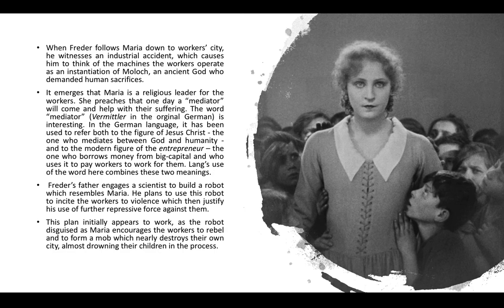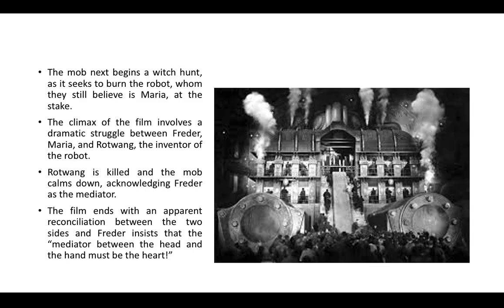While this is going on, Freda's father engages a scientist to build a robot which resembles Maria. He plans to use this robot to incite the workers to violence, which will then justify his use of further repressive force against them. This plan initially appears to work, as the robot disguised as Maria encourages the workers to rebel and to form a mob, which nearly destroys their own city, almost drowning their children in the process.